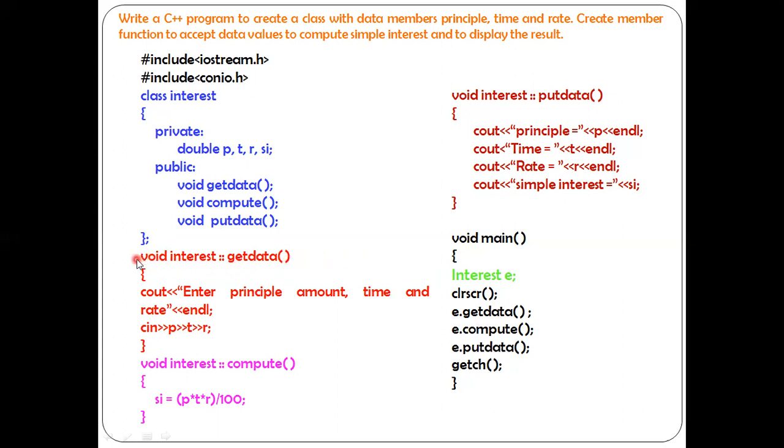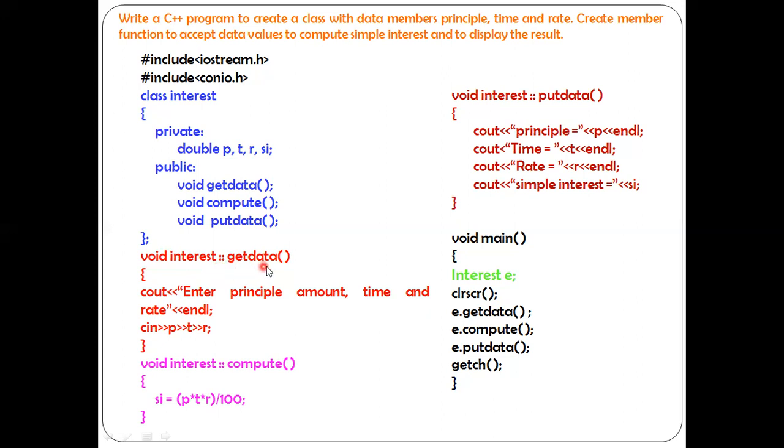So it comes here, void. Void means this getdata member function does not return any value. For that purpose, we are making use of the keyword called as void. Interest is a name of class, and these two colons are called as a scope resolution operator. We are defining member function outside the class. For that purpose, we have to make use of the operator called as scope resolution operator.